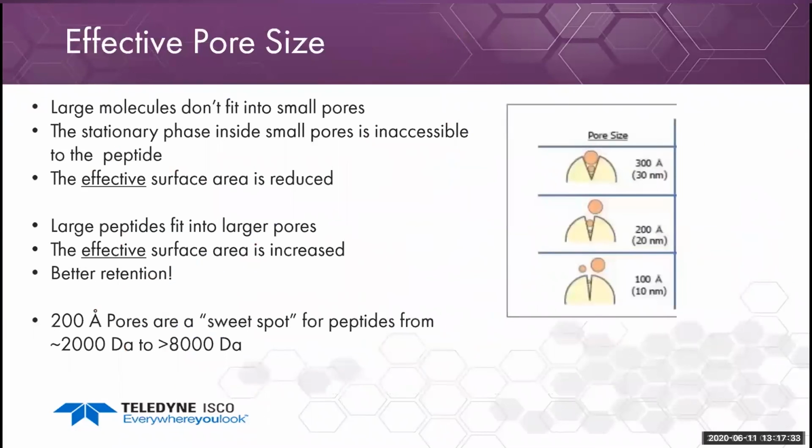I'll introduce the concept of effective pore size. To large peptides, the stationary phase inside small pores is inaccessible. To the peptides, that portion of the stationary phase doesn't exist. This makes the effective surface area for larger peptides smaller than that for small peptides like EGFR in the earlier slides, which can enter the smaller pores.